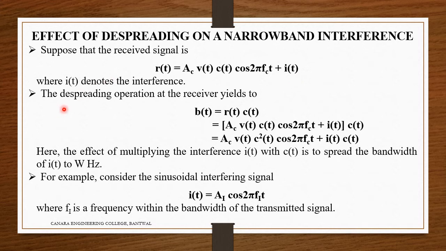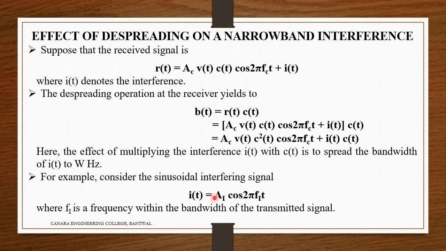The despreading operation at the receiver yields B of t equal to R of t into C of t, which is AC V of t into C of t cos 2 pi fct plus I of t into C of t. That is, AC V of t into C square of t cos 2 pi fct plus I of t into C of t. So this is only the signal, and this is the interference signal which has been multiplied by C of t. Here we can see the effect of multiplying the interference signal with C of t is to spread the bandwidth of I of t to W Hertz. This is how it spreads over the bandwidth.